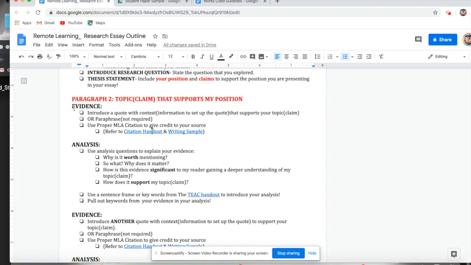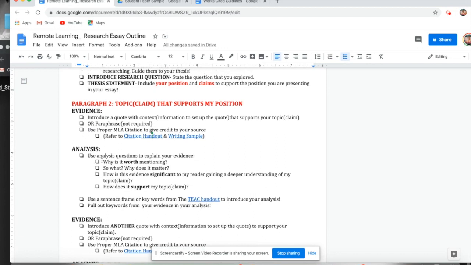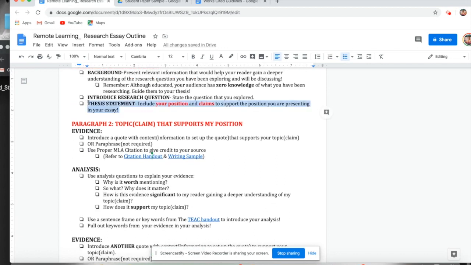I'm only going to explain paragraph 2 and not 3 because paragraph 2 and 3 do the same thing. Once you have your thesis statement, once again, do not move to paragraph 2, 3, 4, or 5 if you do not have a thesis statement. There's no way you can continue moving forward if you don't even know what you're writing about. The thesis statement is your everything. It includes your position, your claims. If you don't know what your claim is, how are you going to move into paragraph 2? It's not going to work. The thesis statement is that GPS. It's setting you in the right direction.